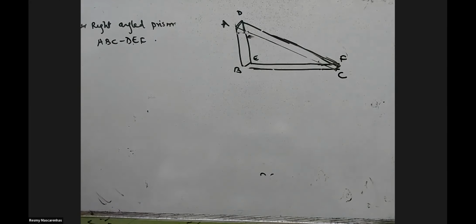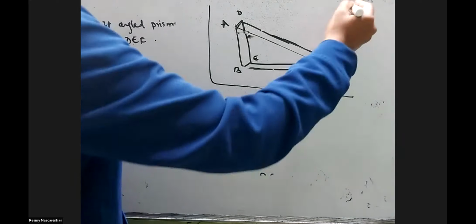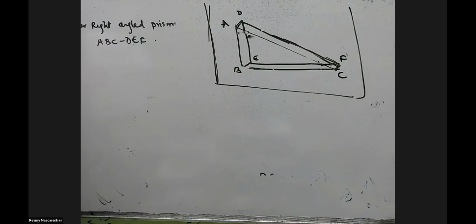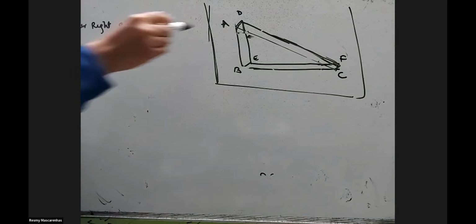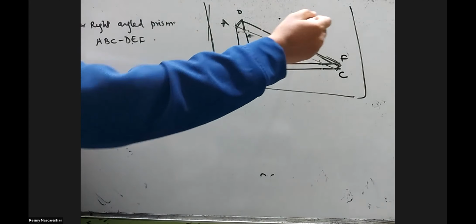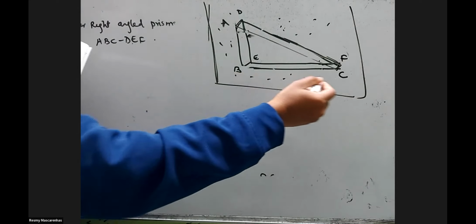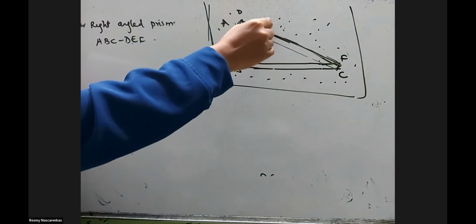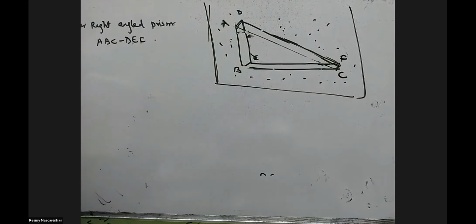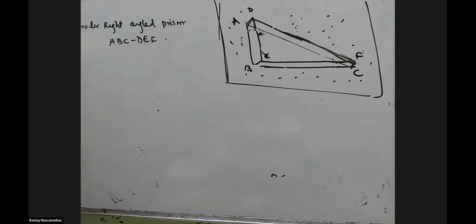Now that prism is kept under water. Now what Pascal is trying to say is that whatever force is applied from any direction on this particular prism in this incompressible liquid is all equal. Whether you apply pressure from here, or here, anywhere on the space of this prism, everywhere it is the same. This is what Pascal's law tries to say, and we need to prove it.